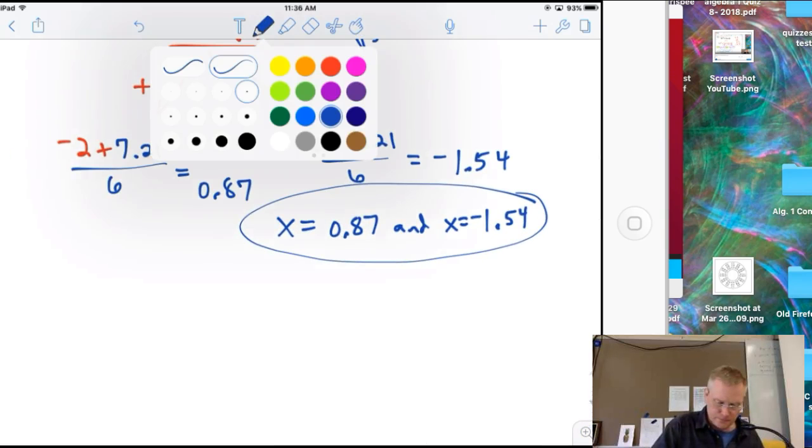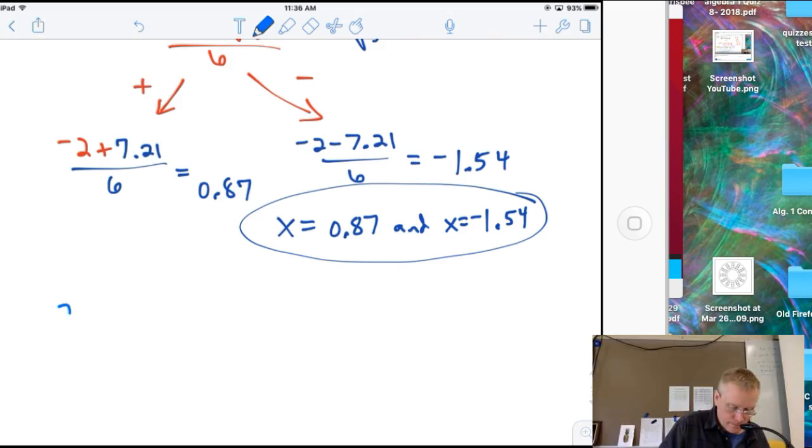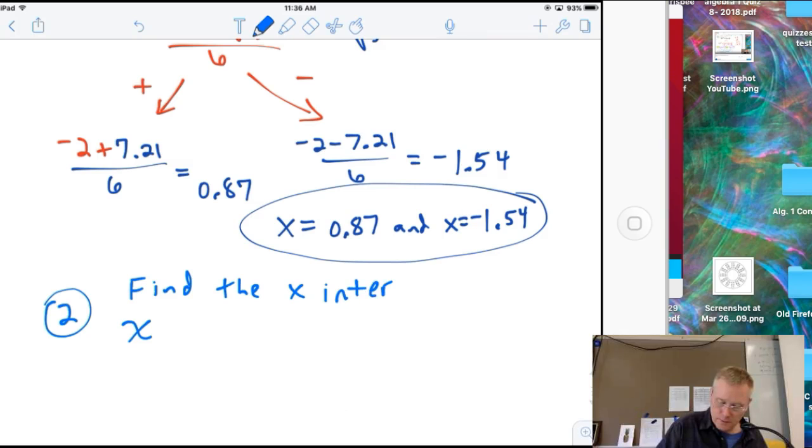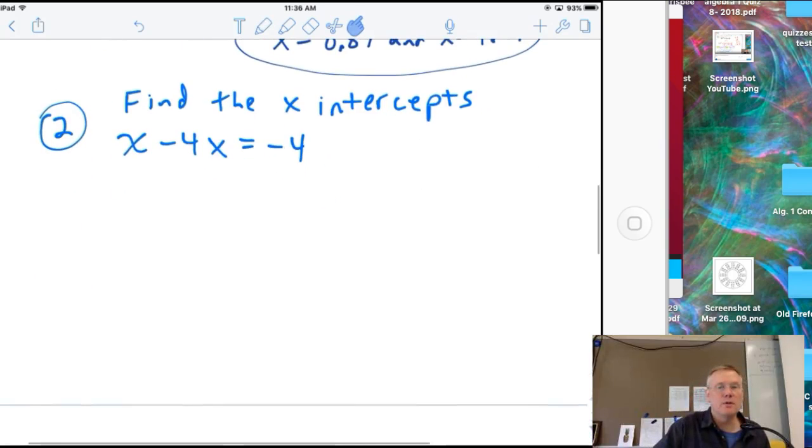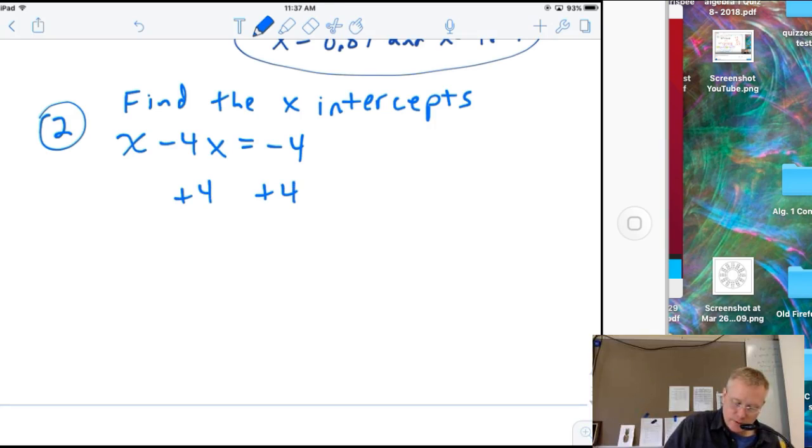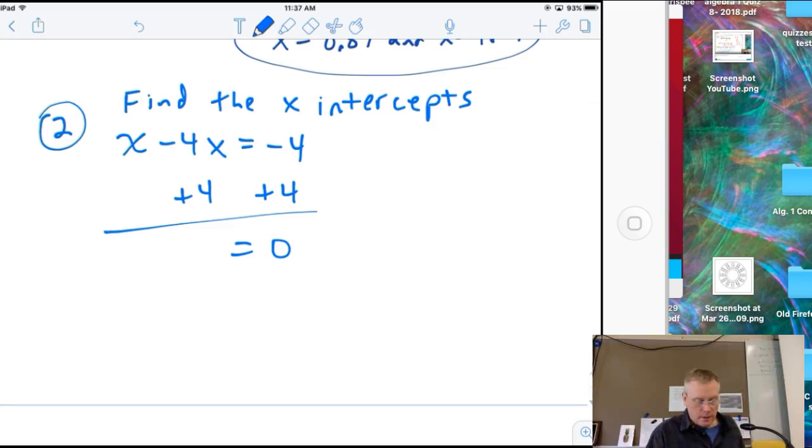Number 2. X squared, oh yeah, I should write directions. Find the x-intercepts. X squared minus 4x equals negative 4. Okay, so the first thing I'm going to do is I need to bring everything to one side of the equal sign. So I'm going to add 4 to both sides. So I got equals 0 over there, okay?